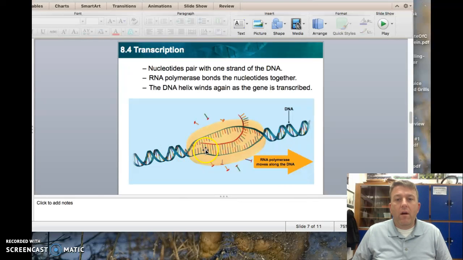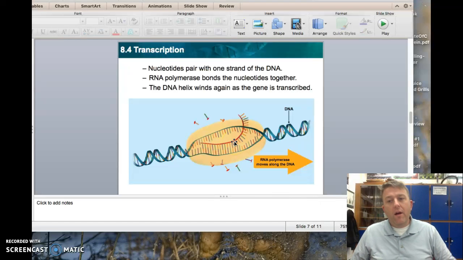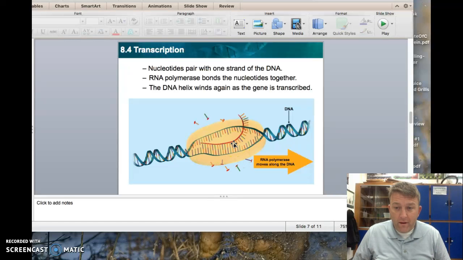As RNA polymerase reads the DNA sequence, it's going to pair up the correct nucleotide. C's and G's always go together. Anytime it sees a T, it's going to put an A, but when it sees an A on the DNA strand, it's going to put a U on the RNA strand. So do remember that.